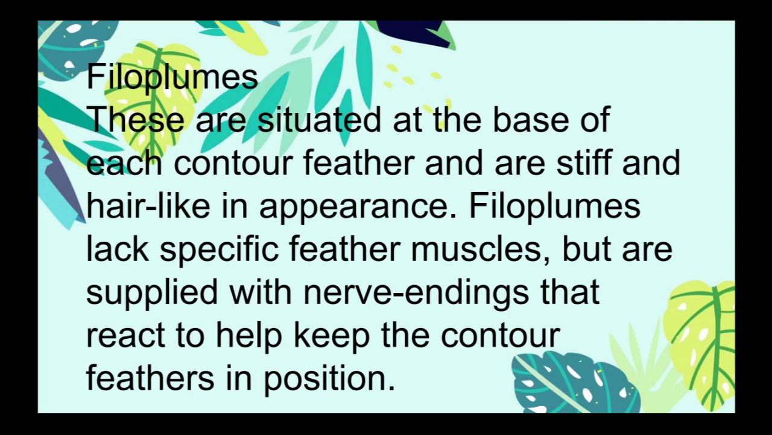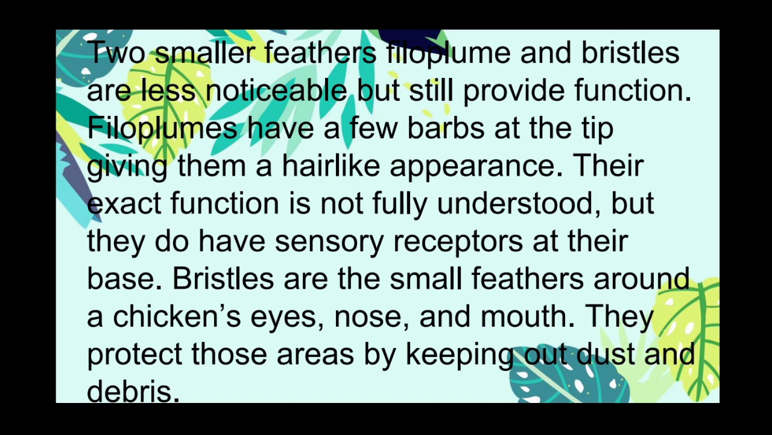Filoplumes are situated at the base of each contour feather and are stiff and hair-like in appearance. Filoplumes lack specific feather muscles but are supplied with nerve endings that react to help keep the contour feathers in position. Two smaller feathers, filoplumes and bristles, are less noticeable, but still provide function. Filoplumes have a few barbs at the tip, giving them a hair-like appearance. Their exact function is not fully understood, but they do have sensory receptors at their base.